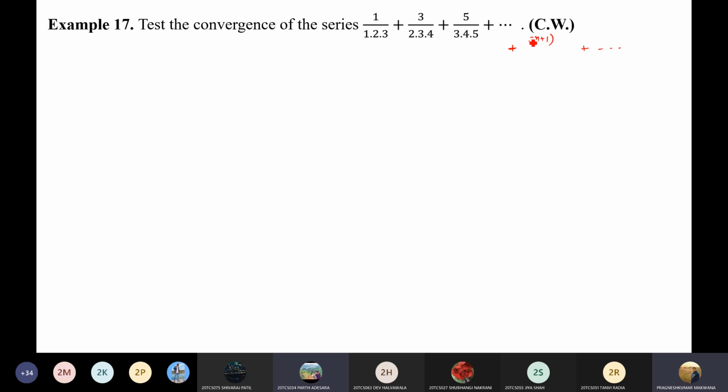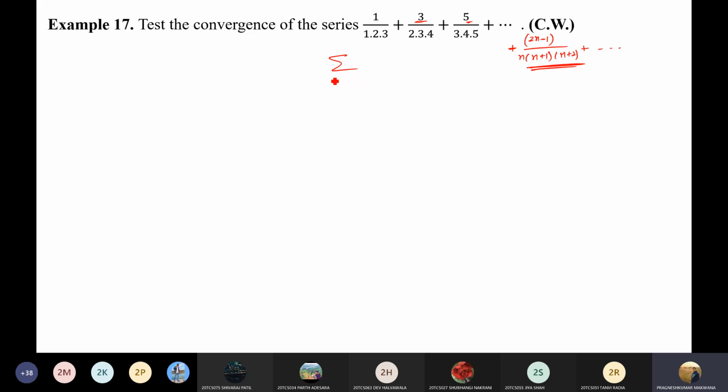2n plus 1 upon n, n plus 1, n plus 2. Not 1 upon, because here it is 3. So here you can put n equal to 1, so here is 3. Start with 1, so here you can write 2n minus 1. Now put n equal to 1: 1 upon 1 into 2 into 3. Now put n equal to 2: 2 into 3 into 4, and here 2n minus 1 is 3. Now 5. So this is the nth term of this series.